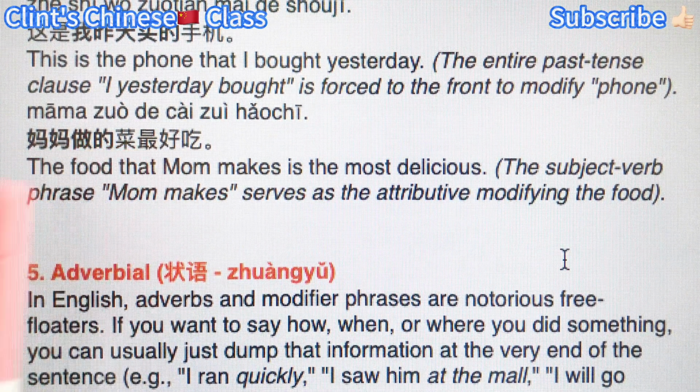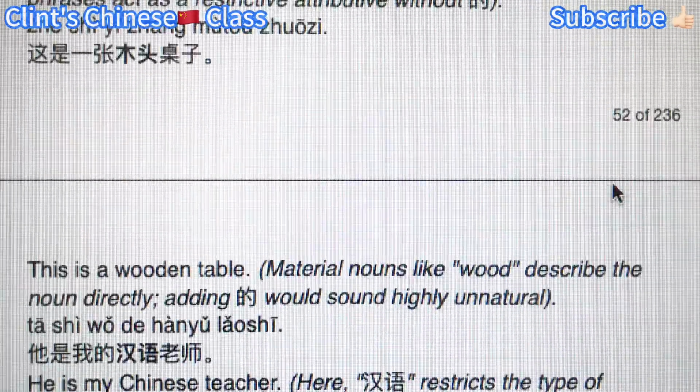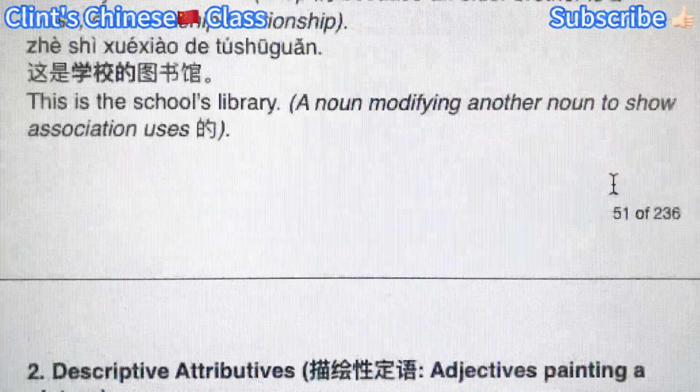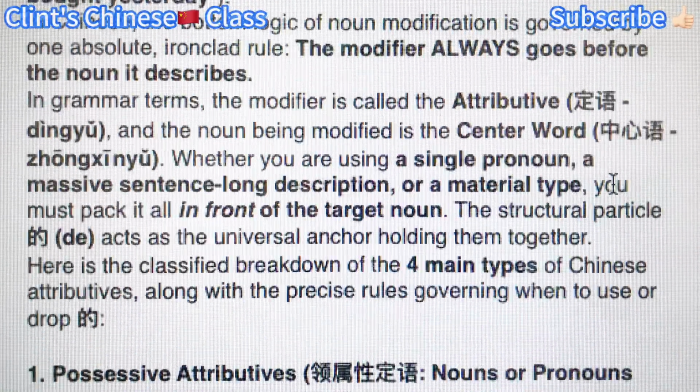妈妈做的菜。 Alright, guys, so we just finished learning the 4 types of attributives in the Chinese language.